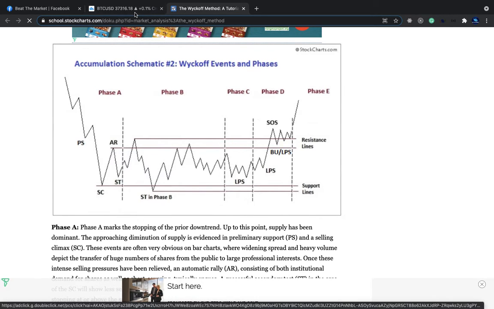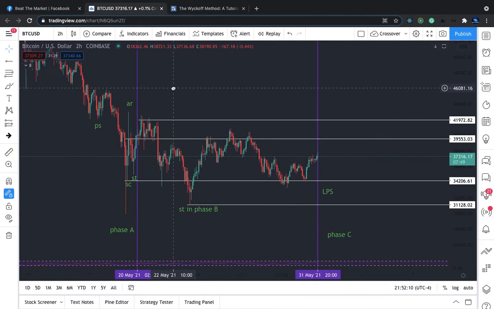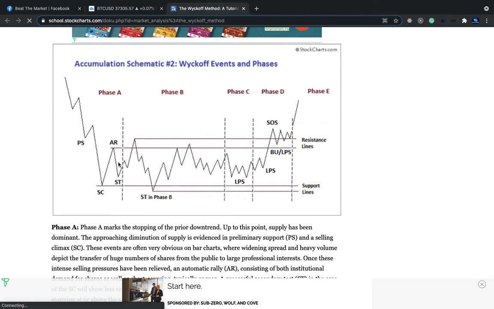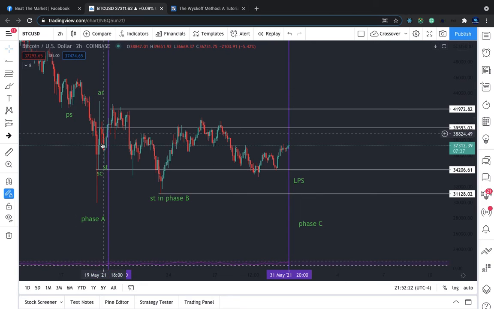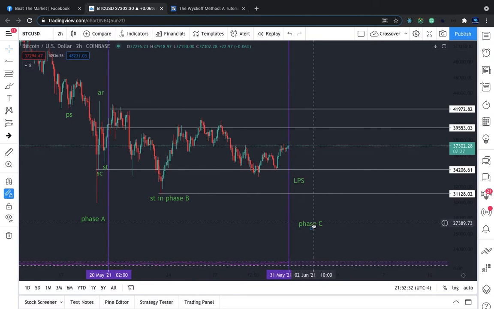So obviously, I use a 2-hour chart for Bitcoin and try to make it look like schematic number 2 to see if it matches. As you can see, it does, right? Very identical. This was phase A, SC, ST. Very identical. So I believe we are entering phase C, but look how it moves up. Instead of dropping down like schematic number 1, it's moving up into it. Looks like it's building strength.